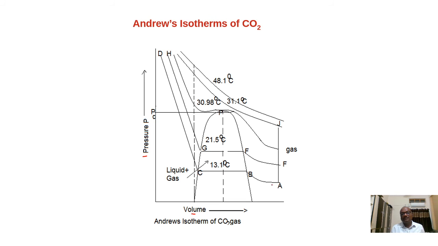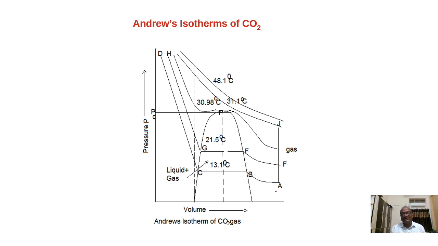What happens? Now observe the point A. When the gas is present at point A, it has a certain volume. You can see it on the volume axis. Now we are increasing the pressure at constant temperature. What is the temperature we have selected? 13.1 degrees centigrade. So at 13.1 degrees centigrade, carbon dioxide is present at state A, let's say.